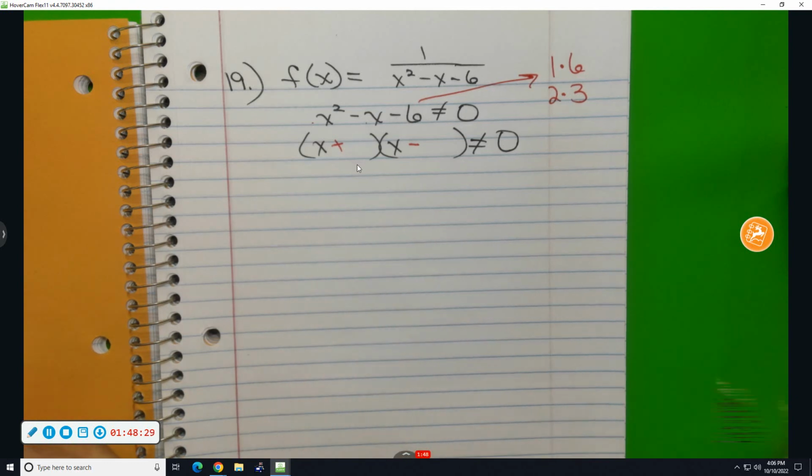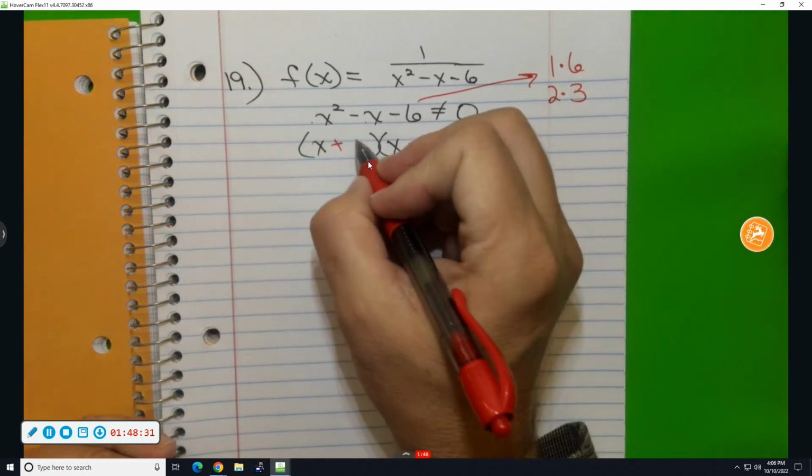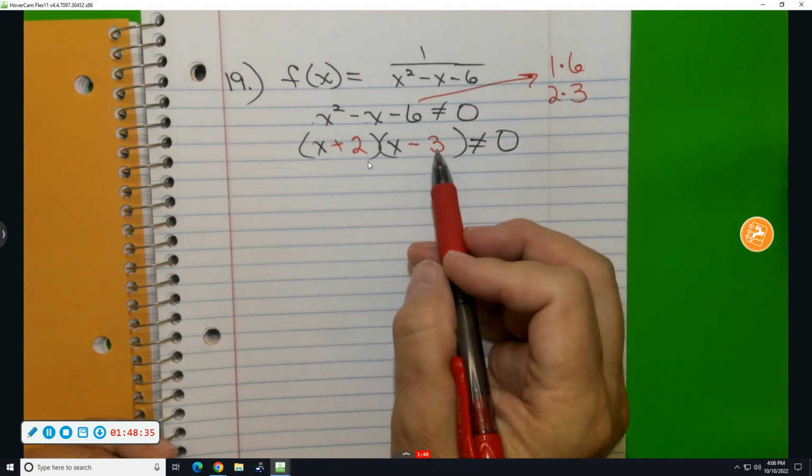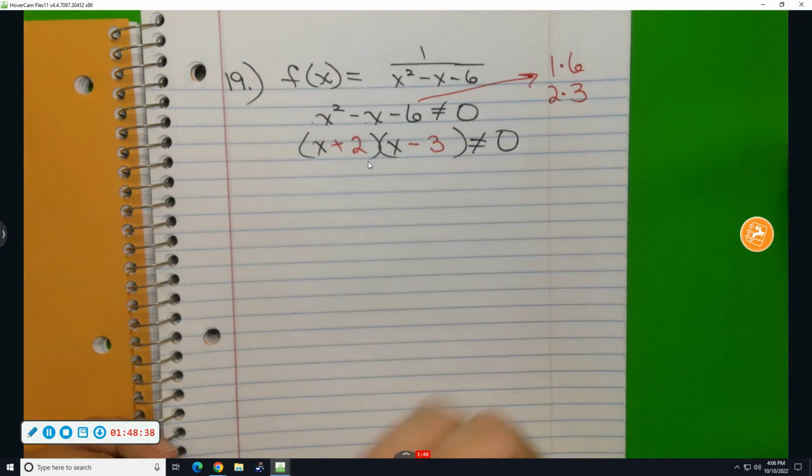The first one is 2. The last one is 3. 2 plus a negative 3. I agree, that gives us the negative 1x.